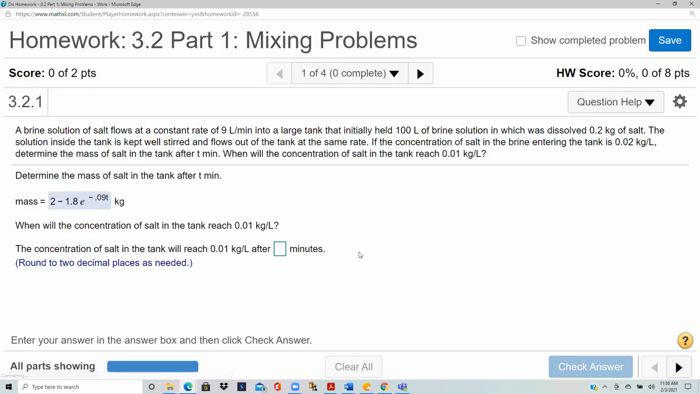Okay. So then they say, when will the concentration of salt in the tank reach 0.01 kilogram per liter? So it enters at 0.02 kilogram per liter, and okay. So the mass, we have this mass as 2 minus 1.8 e to the negative 0.09 t.